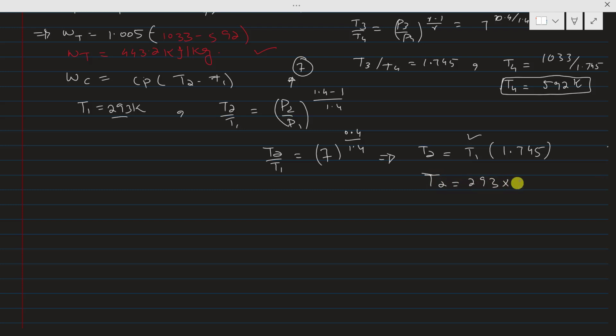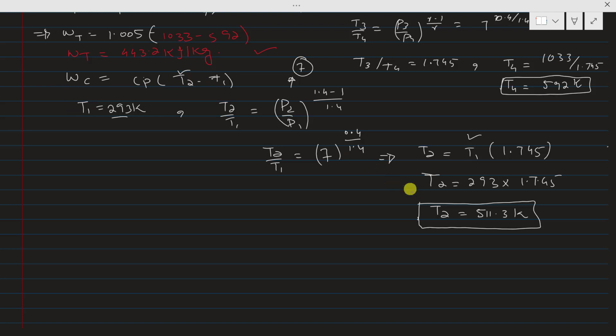Now the T1 value is already given, just simply multiply 293 with the value 1.745, and you will get the final T2 value, that is 511.3 Kelvin. So this is the T2 value that we need to calculate the work required to run the compressor. So put that in this equation.